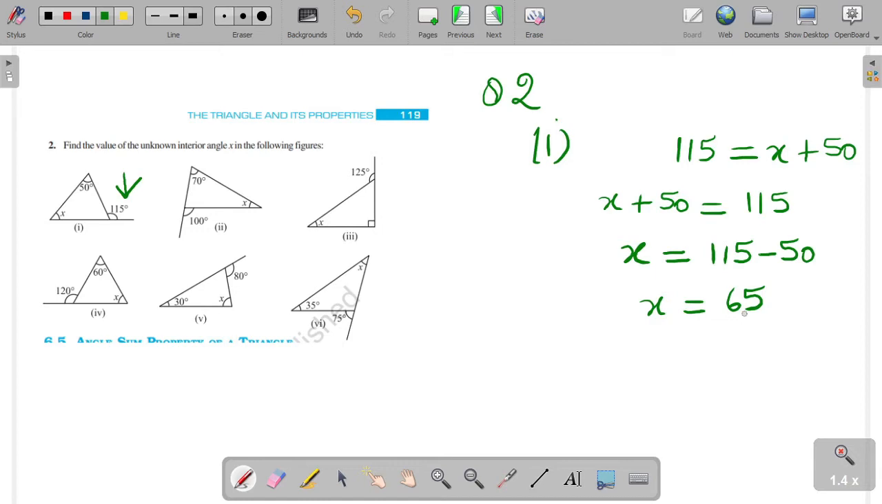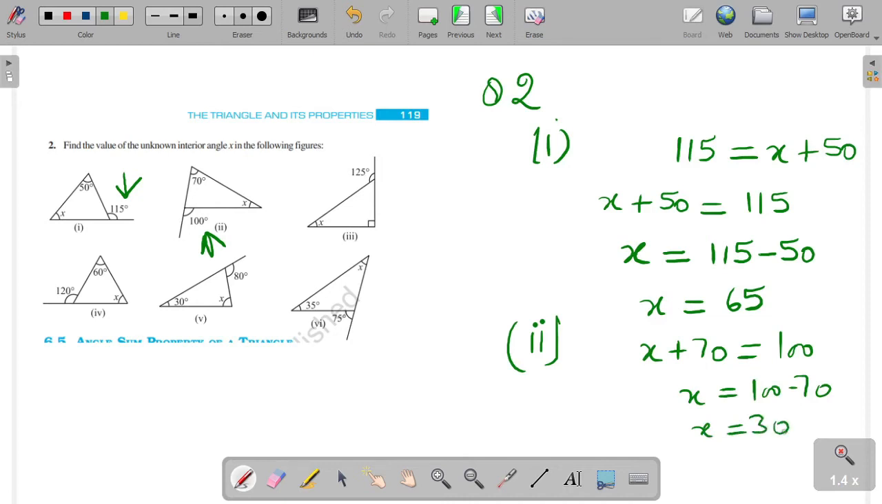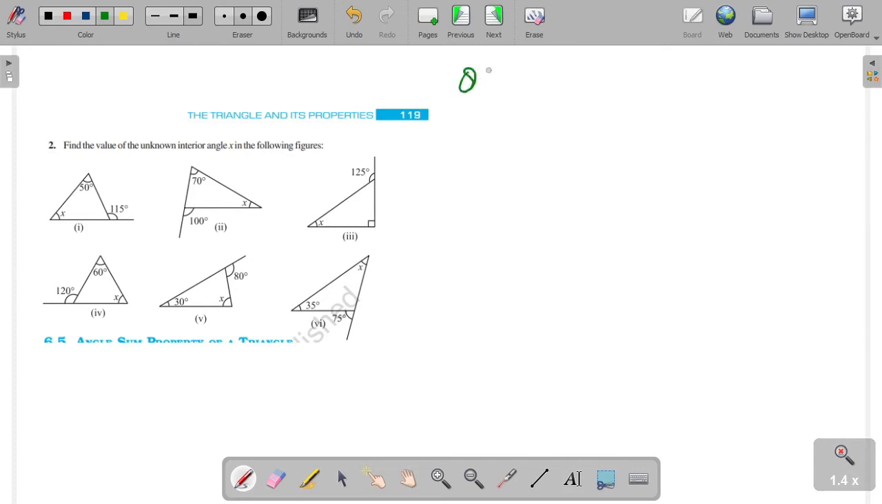So we move to the second part. Here you can see 100 is the exterior angle. So in the second part, x plus 70 equals 100, or x equals 100 minus 70. So x is equal to 30 degrees. This is the second part.